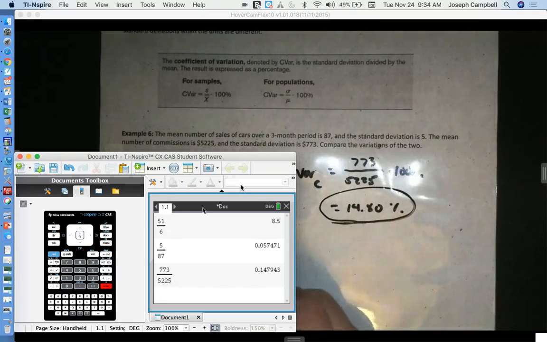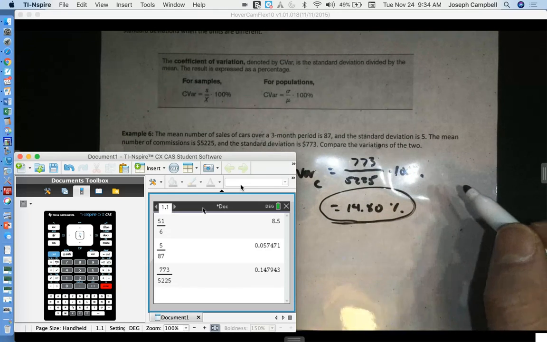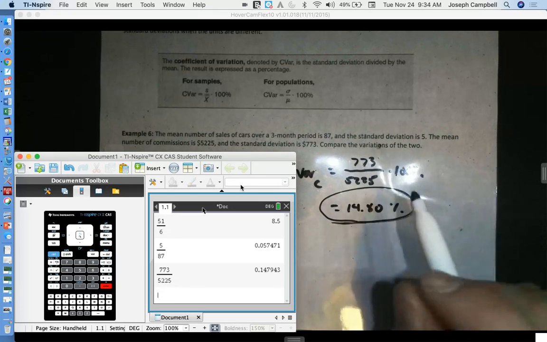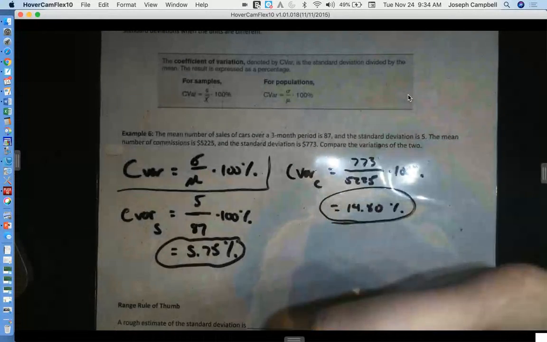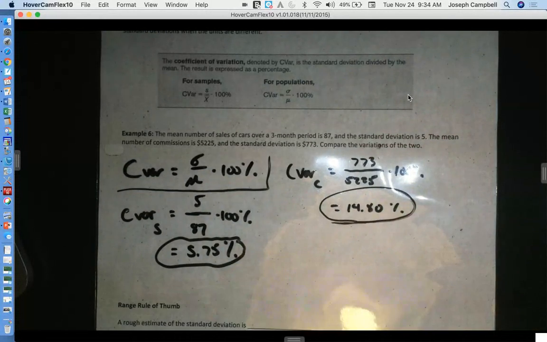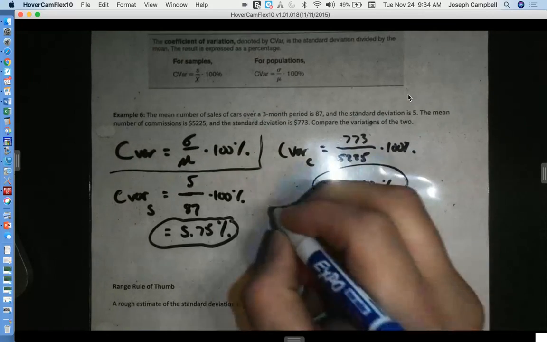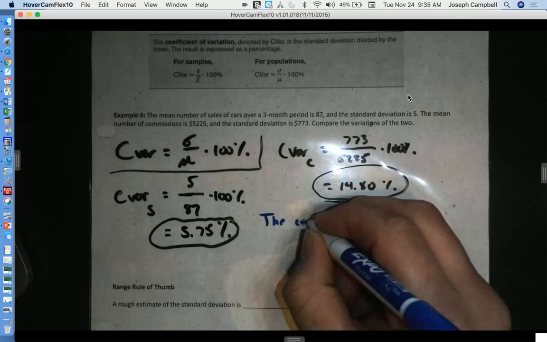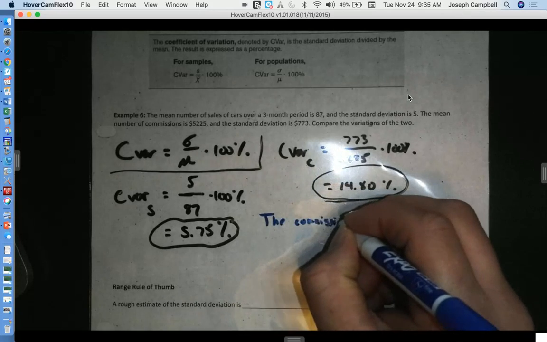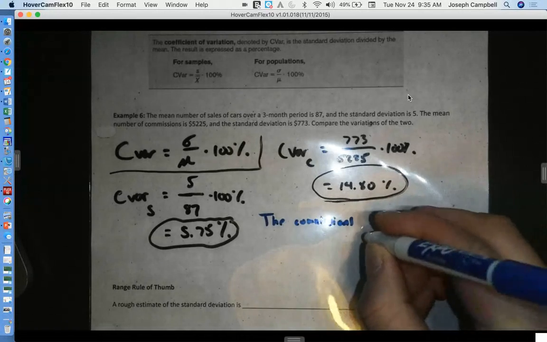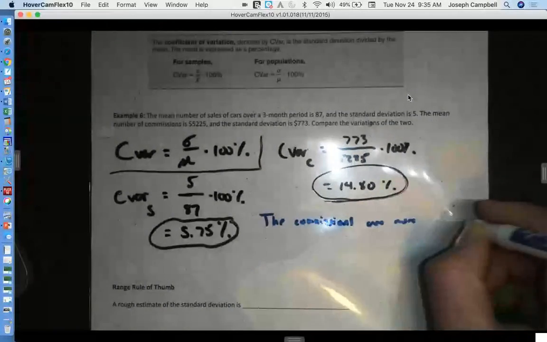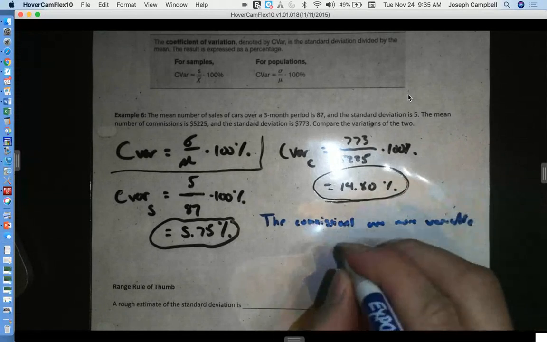So now we can clearly say that the commissions appear to vary much more. I would say almost three times as much as sales. So might as well write that out. We should get in the habit of writing our conclusions in full sentences, because statistics is useless unless you interpret it, and I should say interpret it correctly. The commissions are more variable than sales.